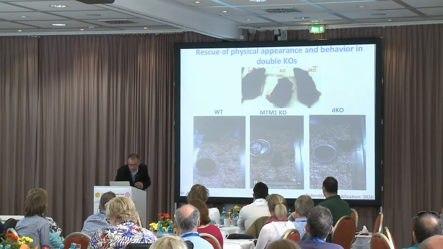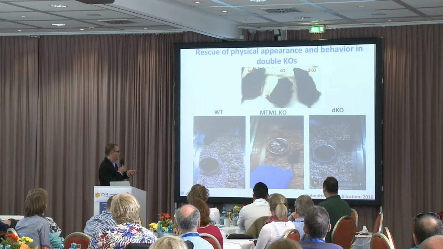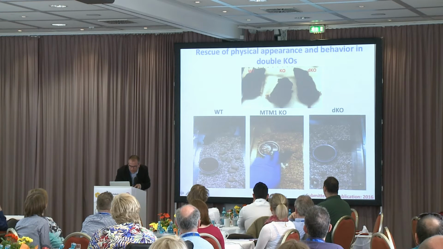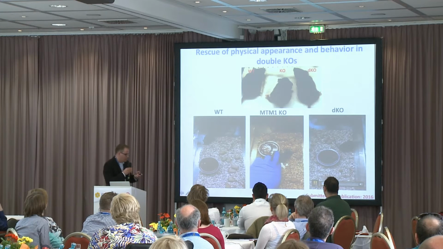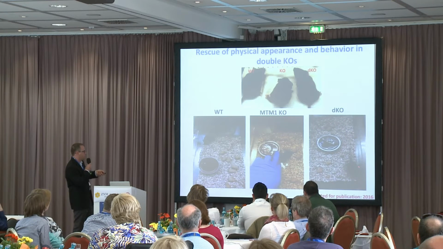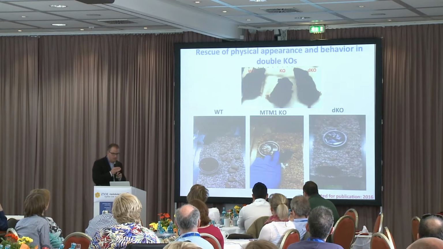This is the MTM mouse at about 35 days of age. So you see it's quite sick and not moving around at this point. And this is now an MTM mouse that also is missing that kinase. So hopefully you can appreciate that this mouse is moving around normally. It looks basically the same as the wild type mice.